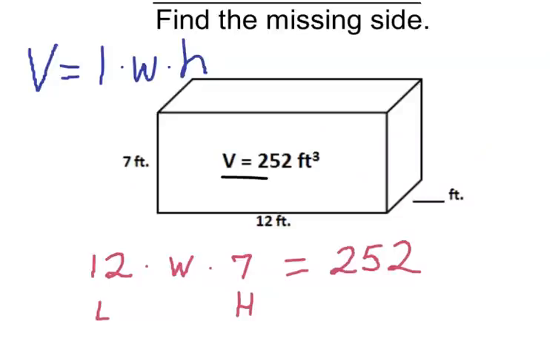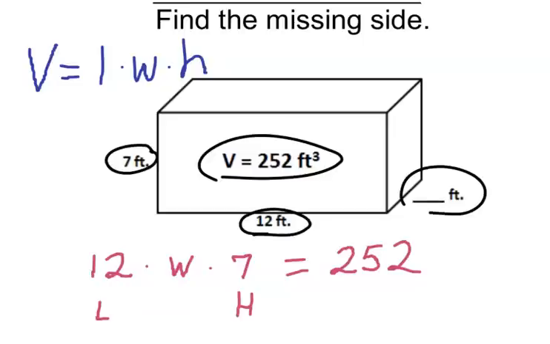Find the missing side. Okay, we know that the volume is 252. We know that the length is 12. The height is 7. We don't know the width. That's what we need to find out. Okay, so I kind of wrote it right down here. Length is 12. Width, we don't know it. Height is 7. And 252 is the total.